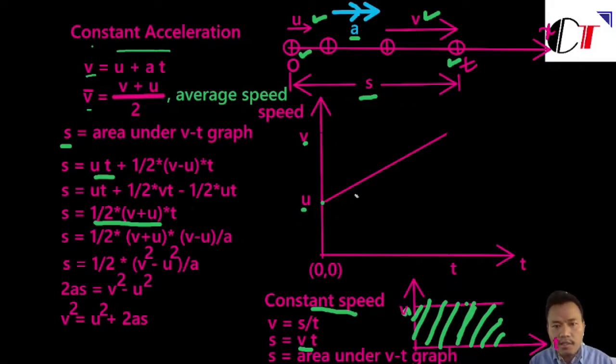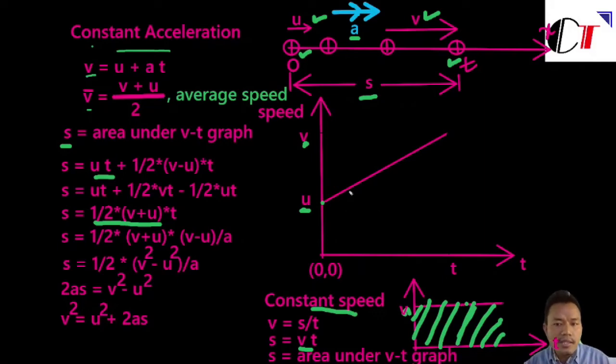If you look at the speed-time graph for constant speed motion, you can see here the initial velocity is u and the final velocity is v. Because it's constant acceleration, the slope is a constant. It is a straight line. Now if we want to find the total distance traveled from 0 seconds to any time t seconds, all you need to do is find the area under the speed-time graph.